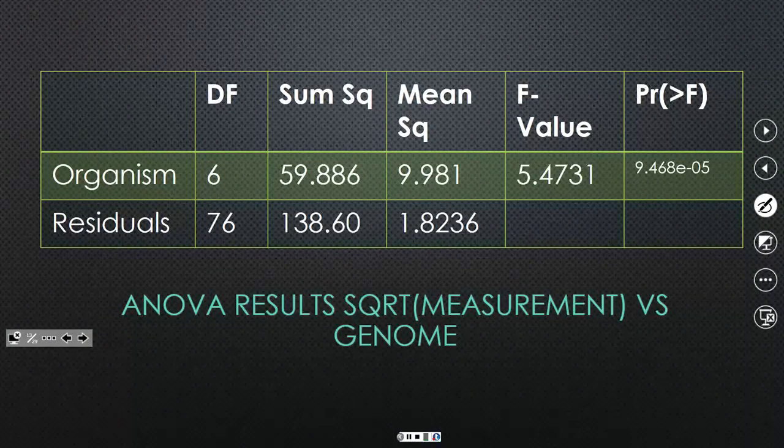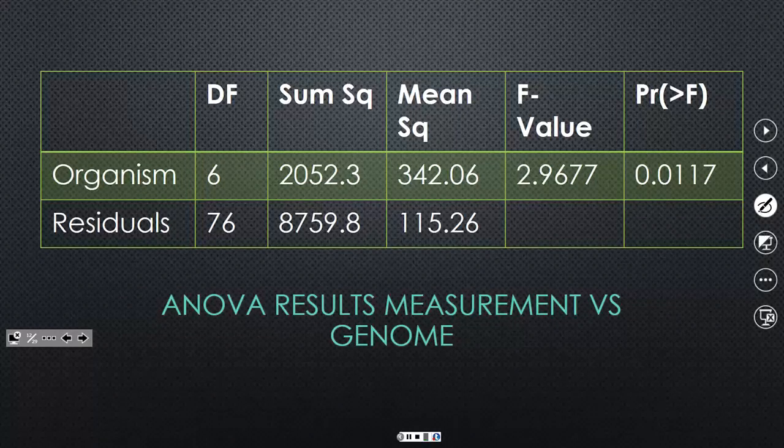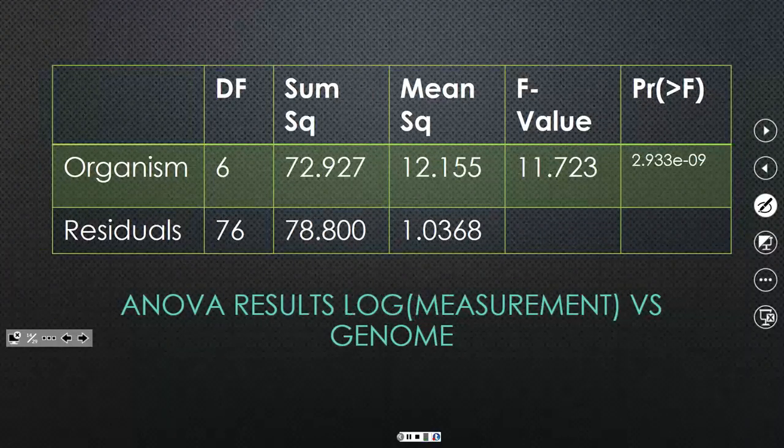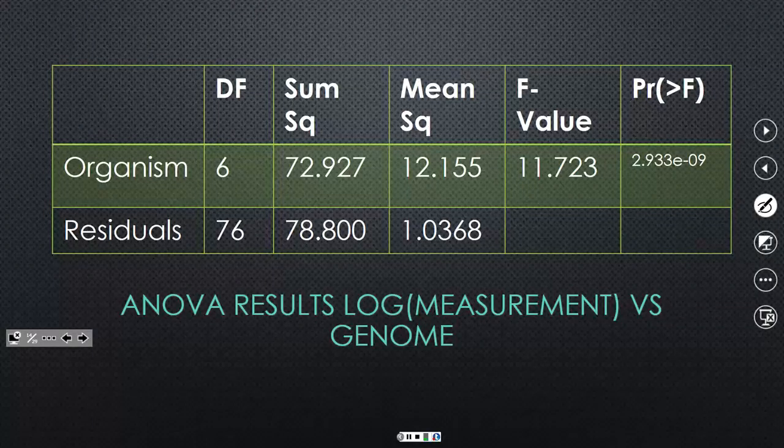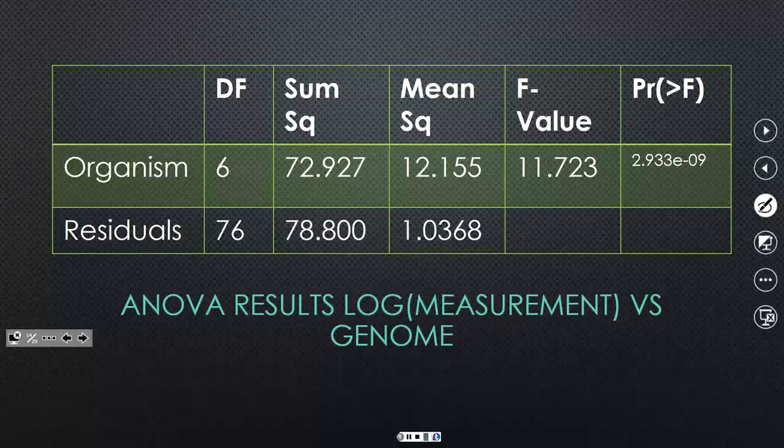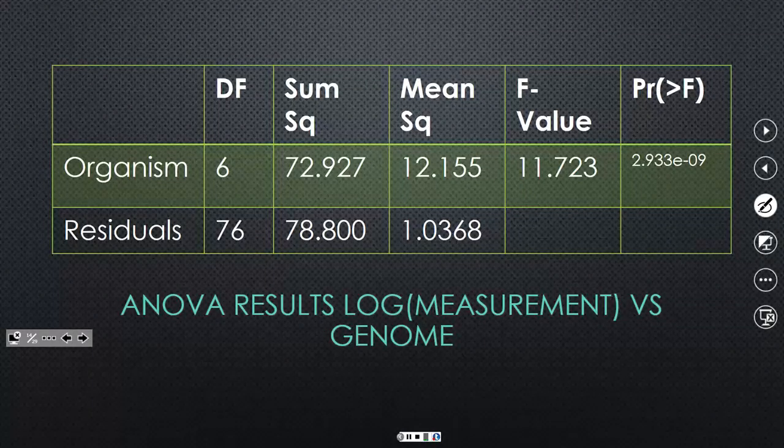And then as we go to the square root, the F value went to 5.47 and the P value got even lower. The sum of squares and the mean squared dropped dramatically from this one to this one. And then the log, which was the more normal of the data sets, you can see that the p-value went even lower, down to 2.93 e to the negative 9. And the F value was up even more to 11.72. And the sum of squares and the mean square also deviated a little bit more.